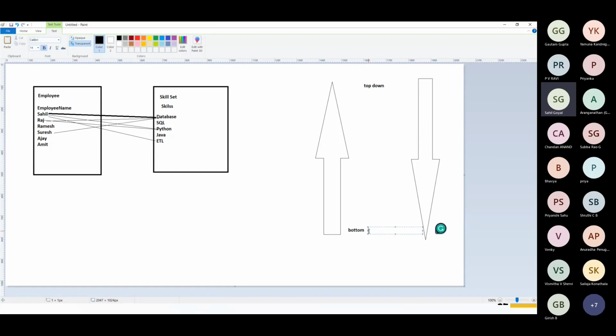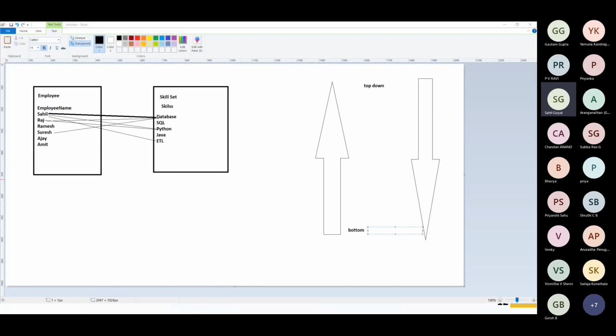So the disadvantage of a top-down approach is you're clear about what you need, but you're not clear about what source systems you have. In the bottom-up approach, it becomes vice versa. You're clear about what source systems you have, but you're not clear about what final output is required. So based on your requirement, you have to choose one of the approaches, either a top-down approach or a bottom-up approach.